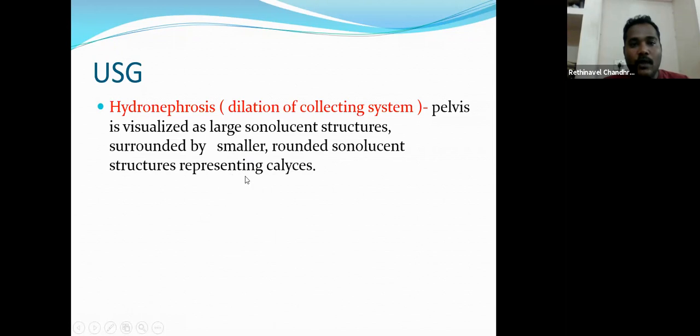But in PUJO, there will be a central pelvis surrounded by multiple small, symmetrically arranged calyces, and they will be connected to the central pelvis. But in multicystic dysplastic kidney, there will be no connection between them. This is the difference between the multicystic dysplastic kidney and PUJO.